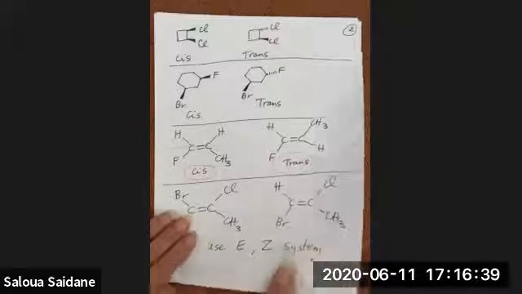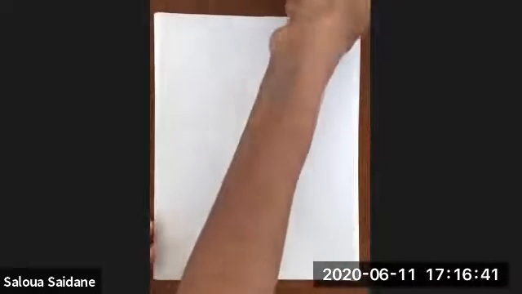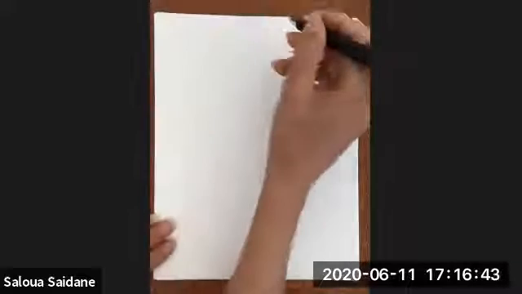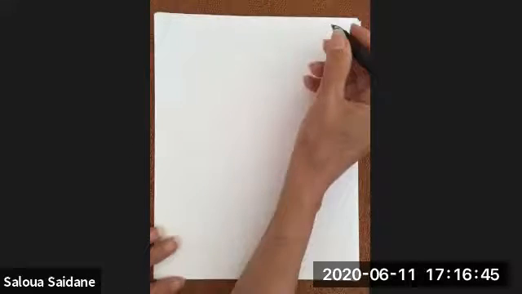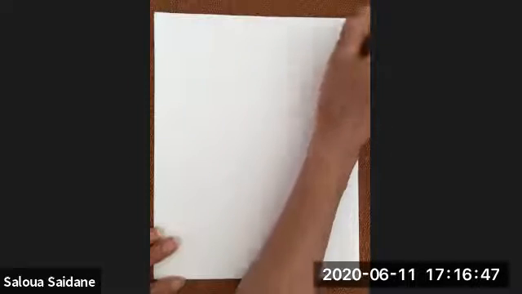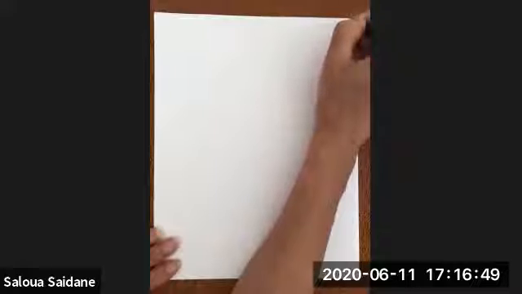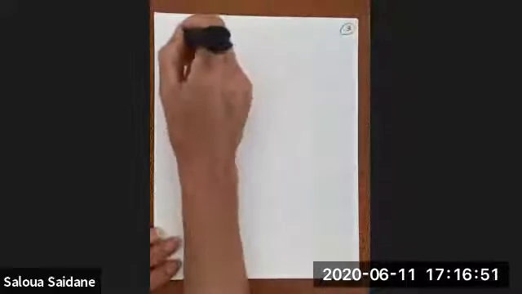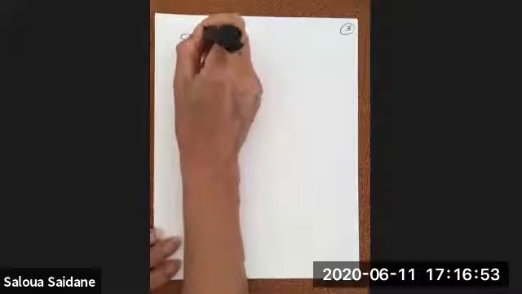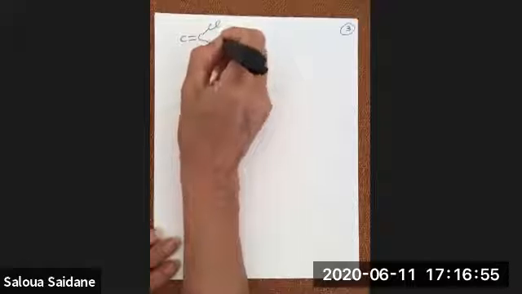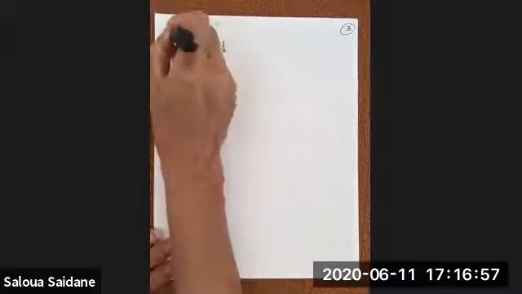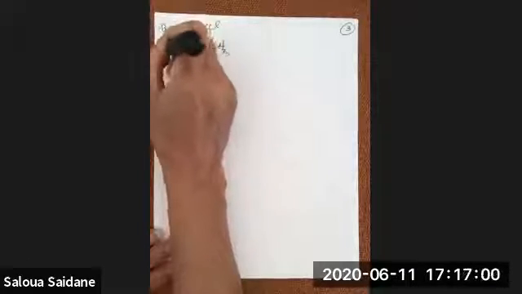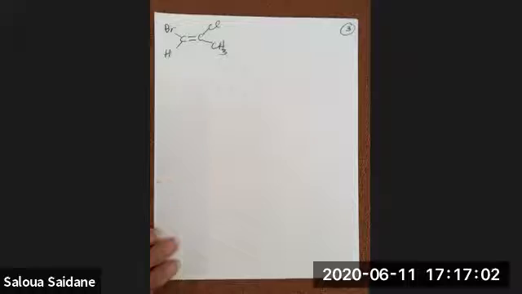So how does it work? The way it works, you have to prioritize your substituents. So what does it mean, prioritize your substituent? You look here, C, C, Cl, CH3, and you look here at Br and H. So you focus on one carbon at a time.